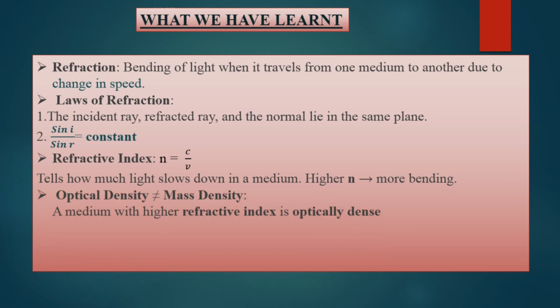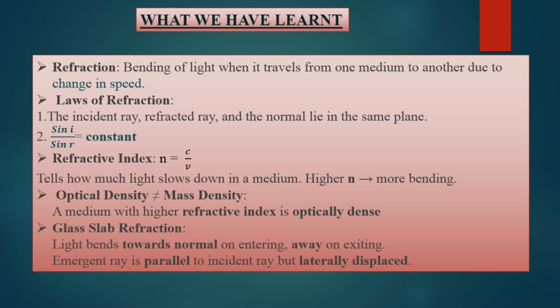Optical density versus mass density. Optical density is not the same as mass density. A medium with a higher refractive index is considered optically denser. Glass slab refraction. When light enters a glass slab, it bends towards the normal. When it exits, it bends away from the normal. The emergent ray is parallel to the incident ray, but it is laterally displaced, shifted sideways.